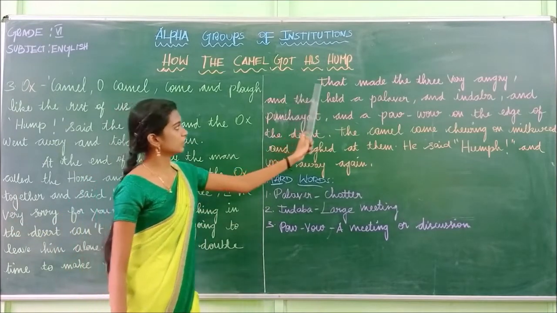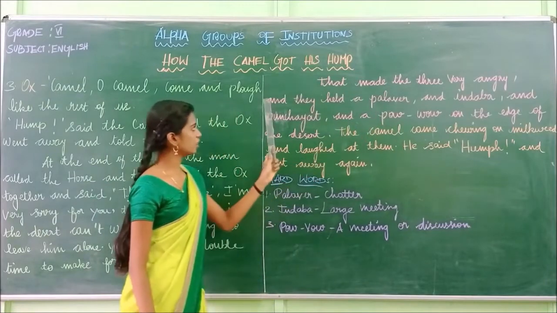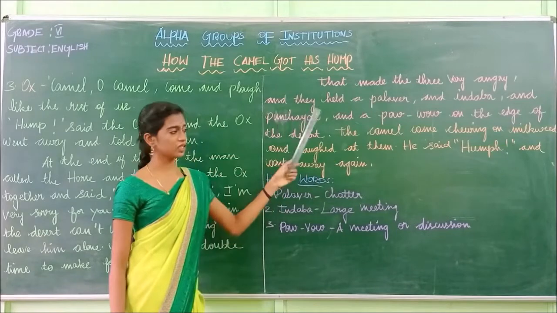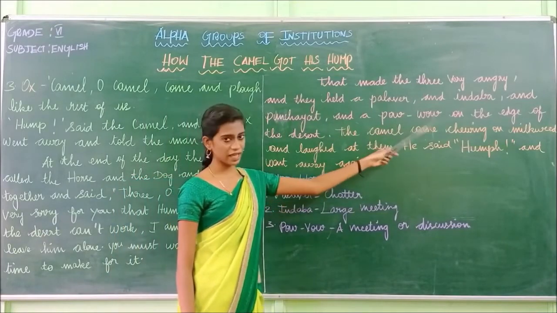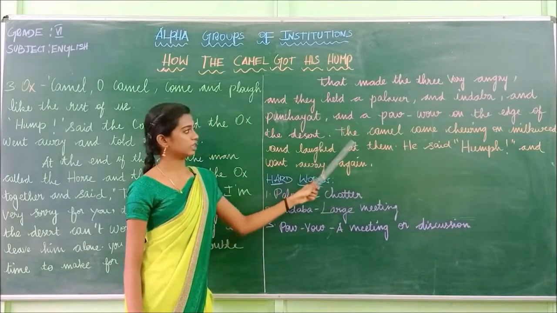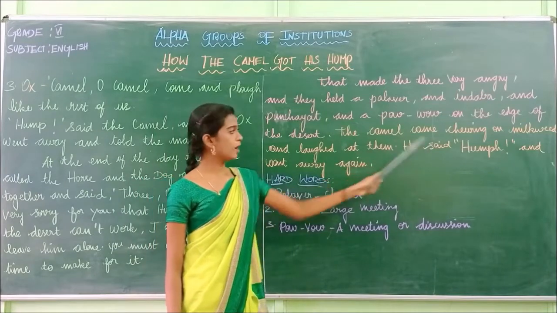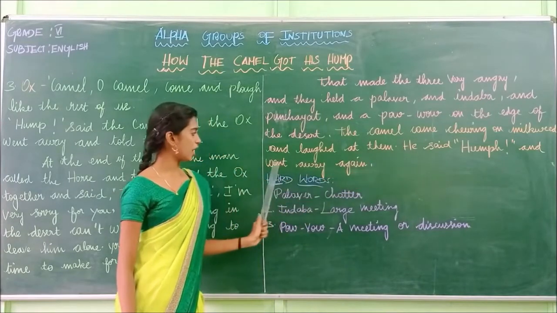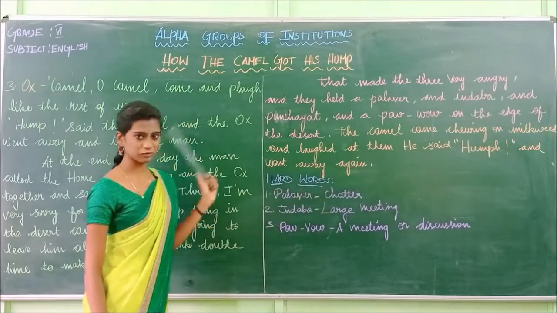That made the three very angry, and they held a Palavar and Indaba and Panchayat and a Pauvav on the edge of the desert. The camel came chewing on milkweed and laughed at them. He said "Hump" and went away again. Shall we read from first, children?